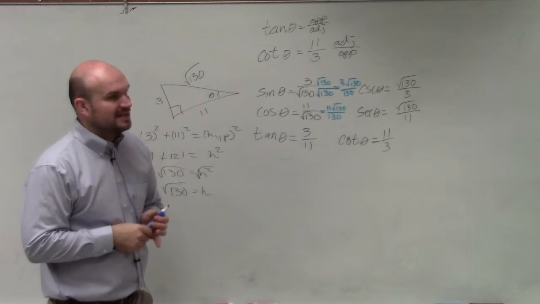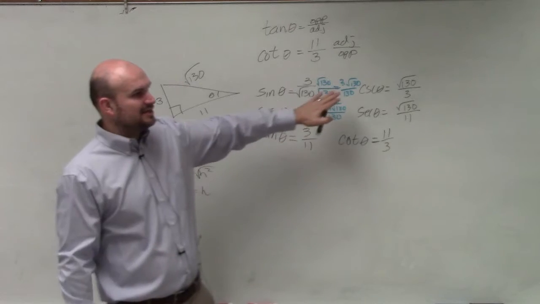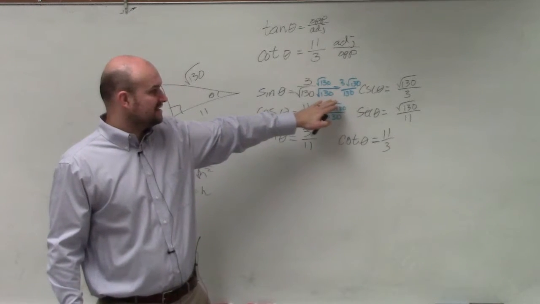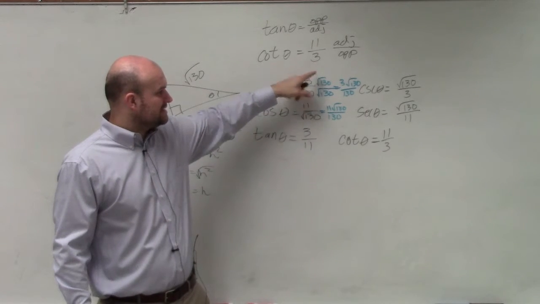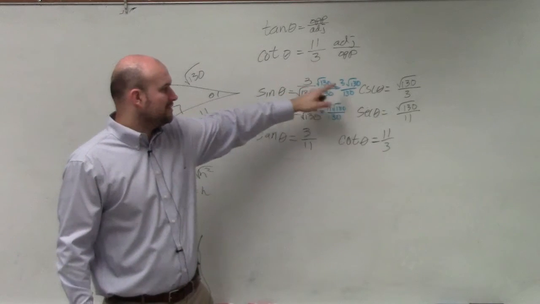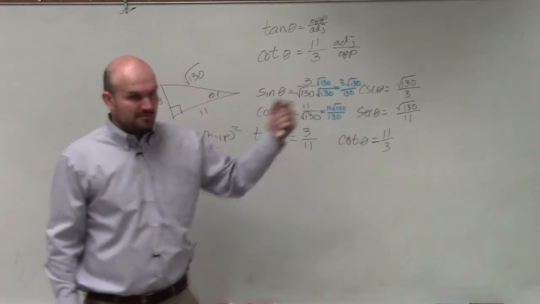Yes. But that is going to be our simplified version, not more complicated. OK? But that's how I'd like you guys to rationalize. Basically, again, I'll go over this one last time, Zach. I just multiplied by the radical on the top and the bottom. Square root of 130 times square root of 130 gives me 130. And then 3 times square root of 130 is like that. So that would be your final answer.